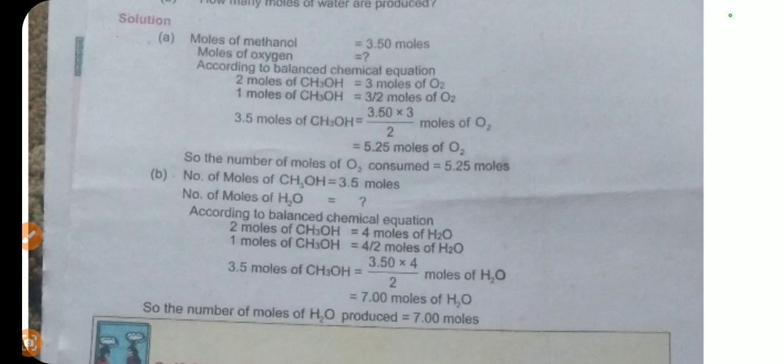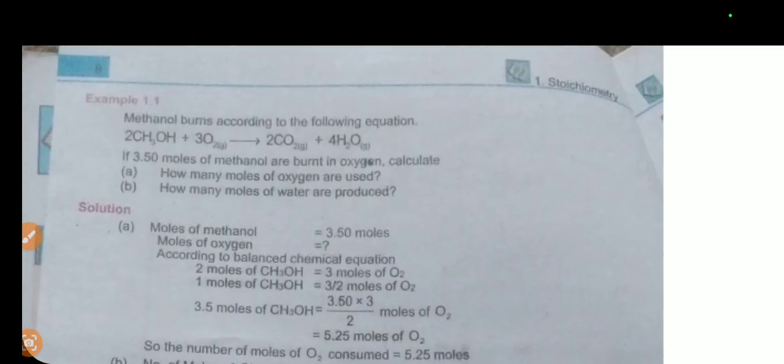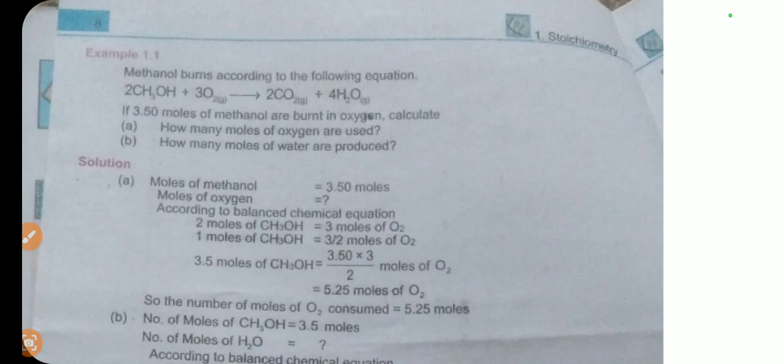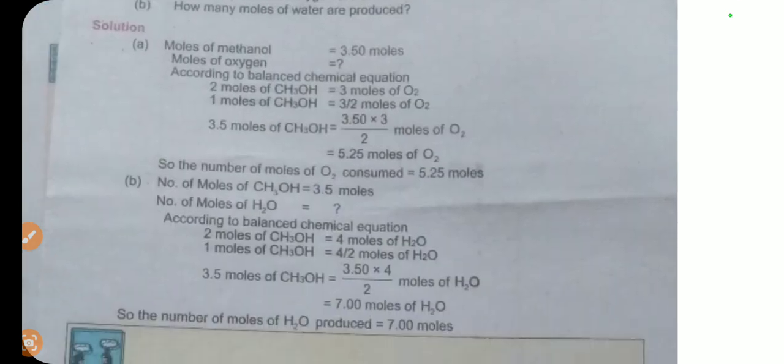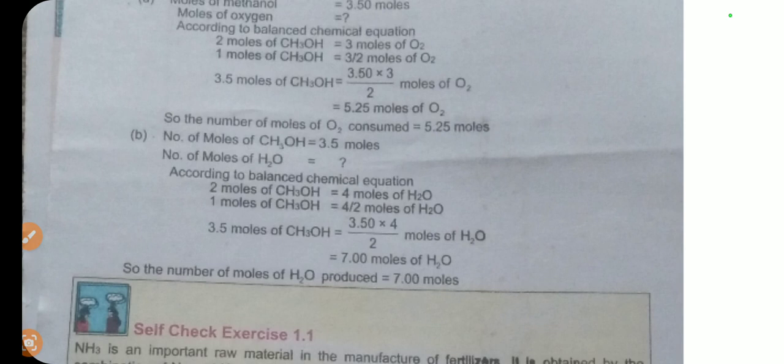Now the number of moles of methanol is already given. We have to find the number of moles of water molecule. Now we again check: if 2 moles of methanol react, then 4 moles of water are produced. It means it's going to double. So 2 moles of methanol produce 4 moles of water molecule, and 1 mole of methanol will produce 2 moles of water molecules. Then if 3.5 moles are there, we just multiply or double the value to calculate the number of moles of water molecule produced in the chemical equation. If we multiply 3.5 by 2, then we get the answer: 7 moles of water molecules are produced in the above chemical reaction.